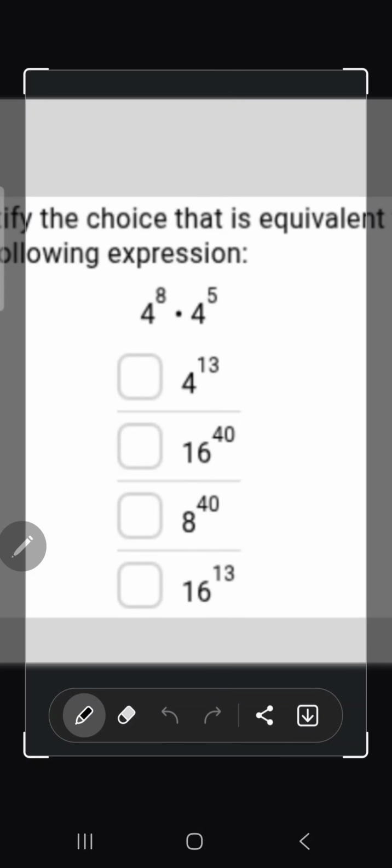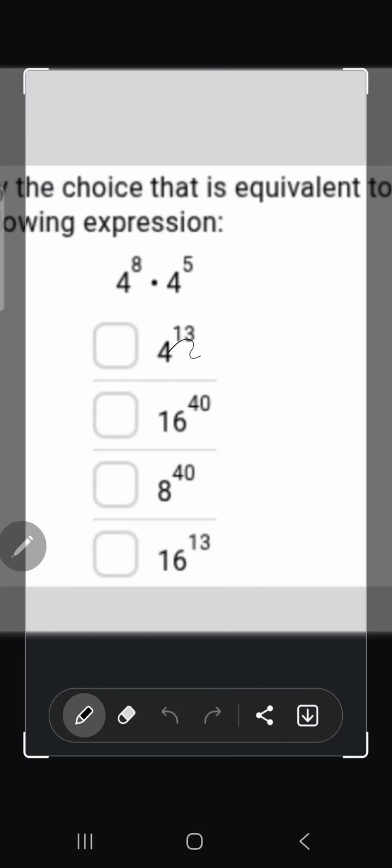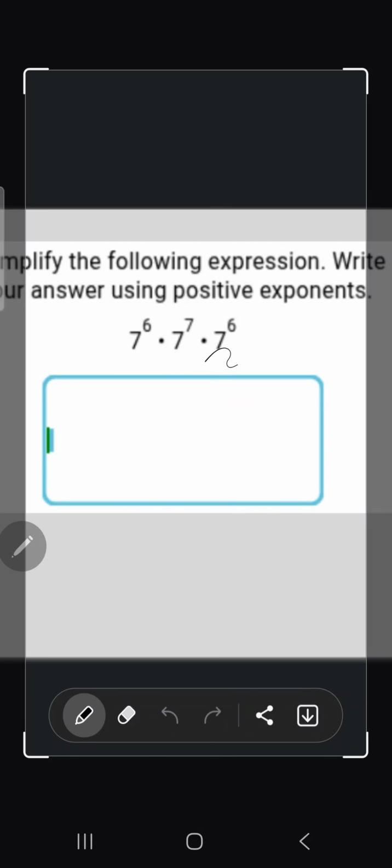So when simplifying problems with numbers and we want to rewrite the expression in exponential form, which is just having a base and an exponent, if we have two 4's and we have 8 and 5, what we would do is we would add the 8 and the 5 together and we would get 4 to the 13th power. Even if you have 3 numbers and you want to write this in exponential form, you would add the 6, the 7, and the 6, just making sure that each one of them has the same base, and that would be 7 to the 19th power.